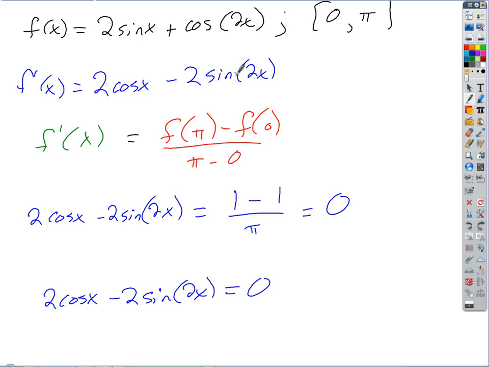Remember, the slope of the secant line has nothing to do with the derivative, right? That's a non-calculus issue. That's just the rate of change of the function. How much is the function changing over a numerator?